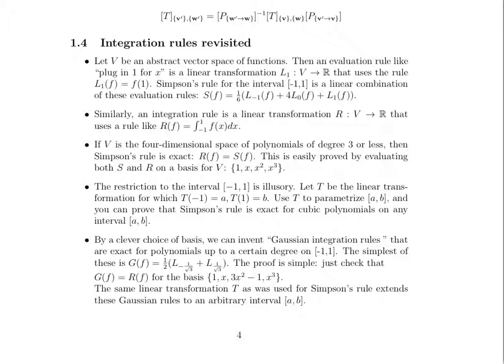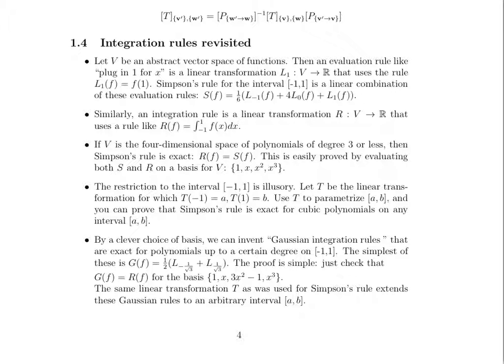Now, the restriction to the interval -1 to +1 is not a serious one. Consider t. It's the linear transformation which maps -1 to a and +1 to b. So we can use t to parameterize our interval from a to b. You can actually prove that Simpson's rule is exact for cubic polynomials on any interval a to b. It doesn't have to be -1 to +1.